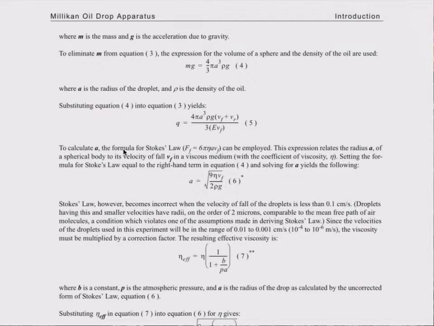So you have the formula for Stokes' law. I haven't really gotten too deep into this, but Stokes' law is F sub F, so this is a force, equals 6 pi times eta, where eta is the viscosity, times A, which is the radius, times the fall velocity. So this is Stokes' law, and we can calculate A from this law.